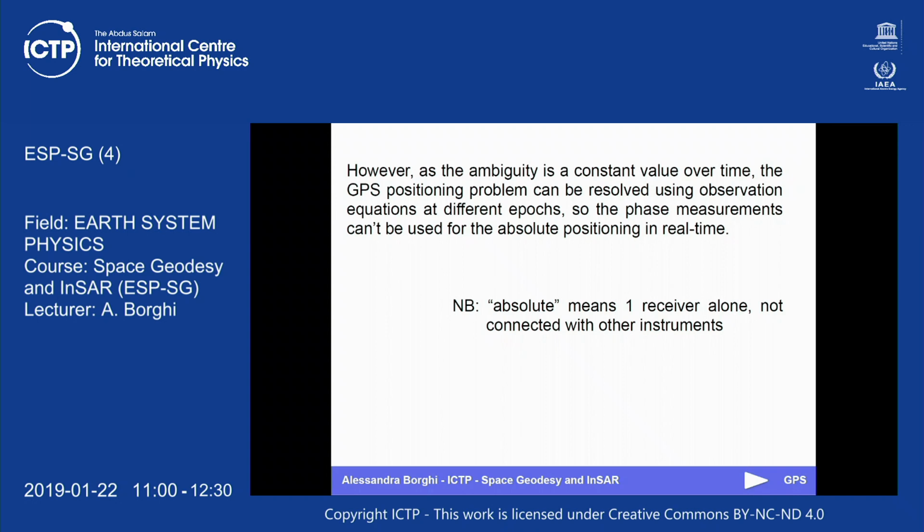But how can we solve this part? We solve this problem by thinking that the ambiguity is a constant value. It's the value that we have at time t0, and after that it is a constant value. We start again to count the number of cycles, but that value is fixed over time.